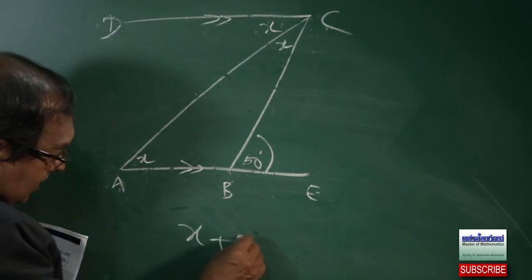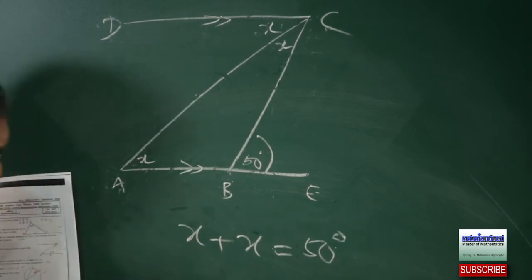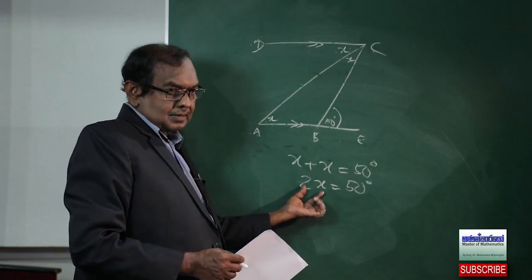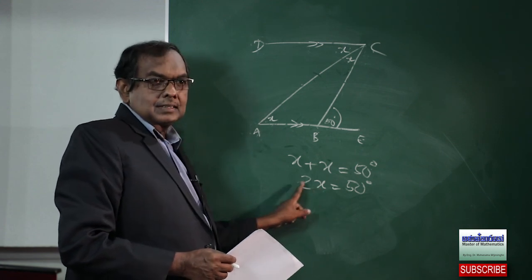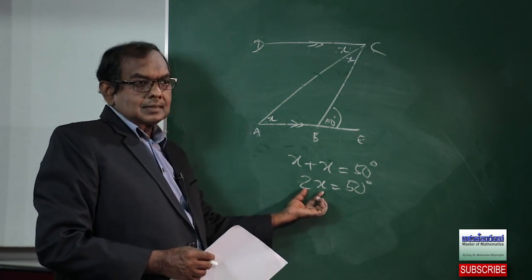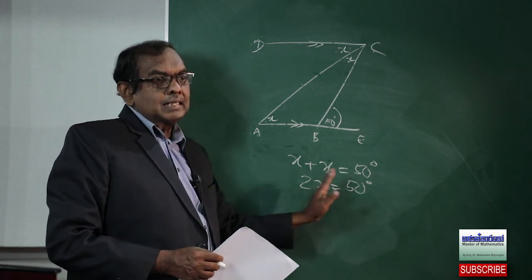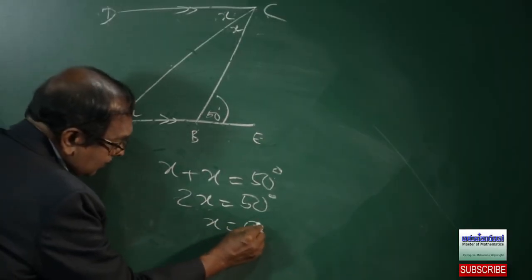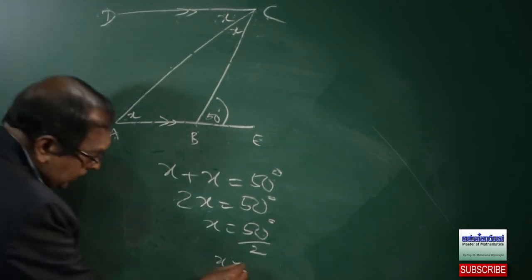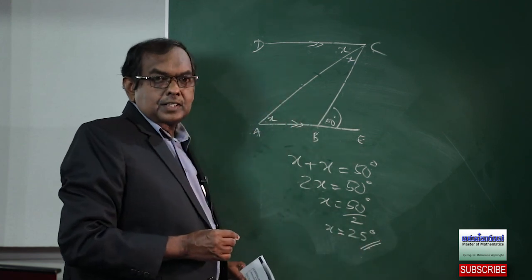Then x plus x equals 50 degrees. X plus x means 2x. 2x equals 50 degrees. 2 into x, this is multiplication. To get the value of x, you have to move this 2 to the other side. How do you do that? Here 2 is multiplied by x. Therefore, when we take 2 there, it should be division. Then x equals 50 degrees divided by 2. Then x equals 50 by 2, which is 25. The answer is x equals 25.